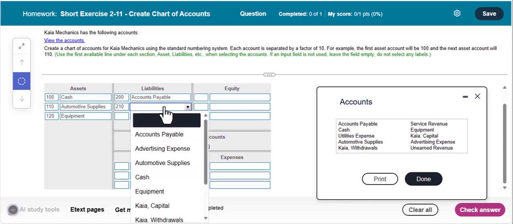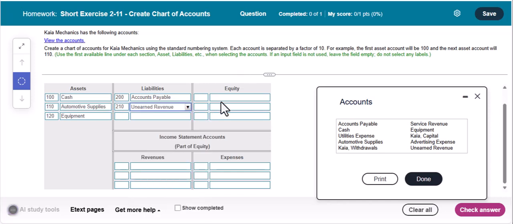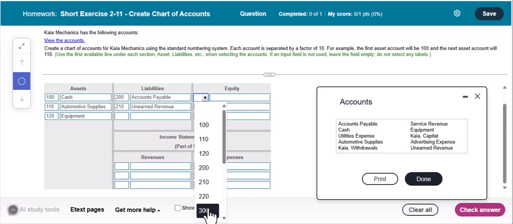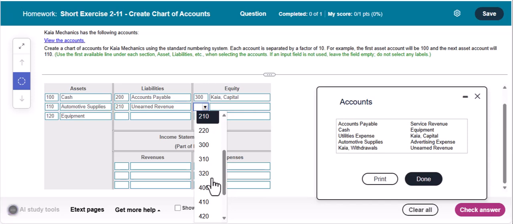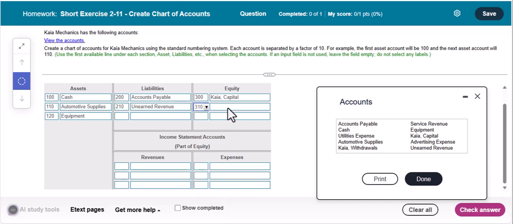So unearned revenue. And then we have our equity section, which will be 300. And that's going to be capital. So let's see what they call the capital account here. So that's Kaya Capital here. And then we have the draws account here, the Kaya withdrawals, and that will be 310 since we are going up by 10 between each account. So we'll put Kaya withdrawals here under equity.